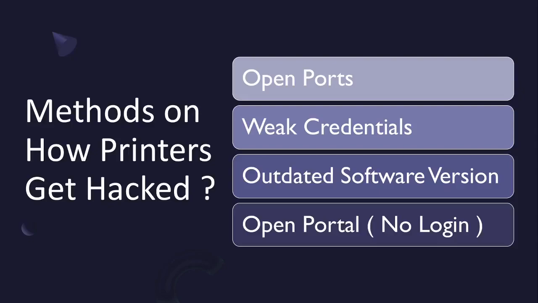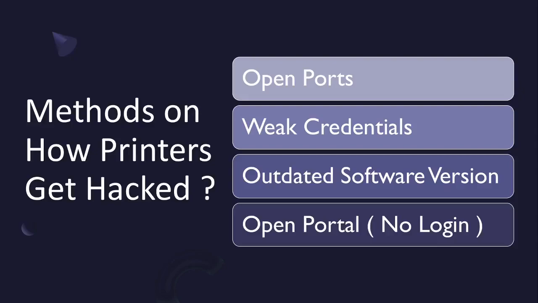Outdated software version. If your printer is running on an old software version, you have to update it because outdated software versions can have some bugs or exploits in them. An open portal, it's open, it doesn't require anything. You just go to the IP address of the printer and access it easily, like you have full control without logging in or anything. So these are the methods on how printers get hacked.